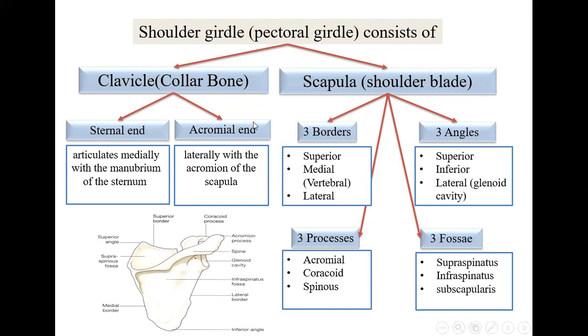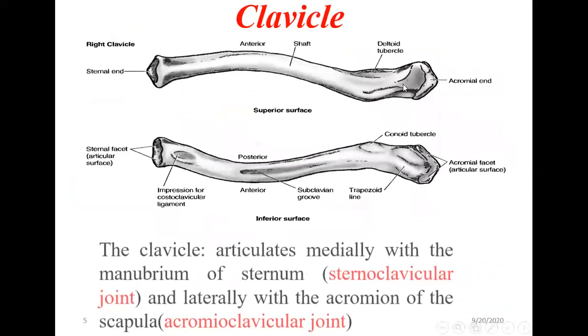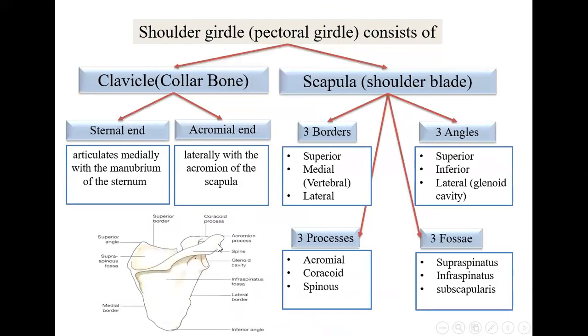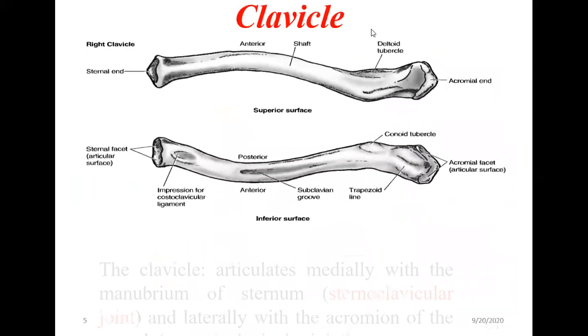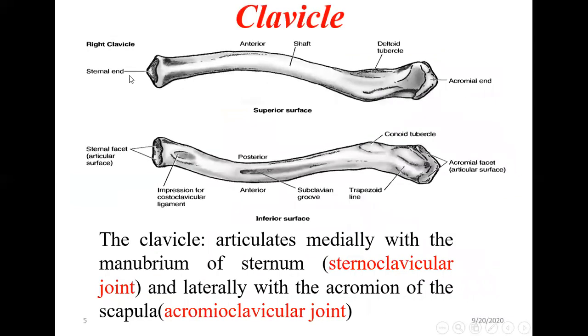The second end is called the acromial end. It is called that because there is a part called the acromion process in the scapula. This part of the clavicle will articulate here. So that is the acromial end, and the sternal end is the part attached to the sternum. These are the two ends of the clavicle. This is the superior surface and this is the inferior. If you turn it, this is how it looks.